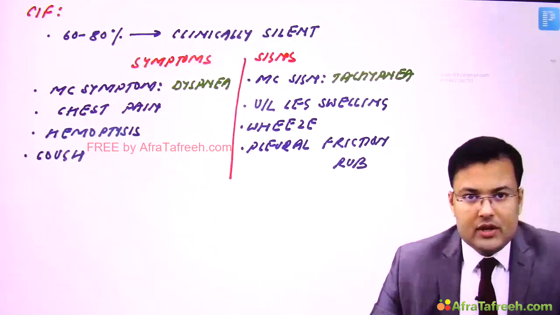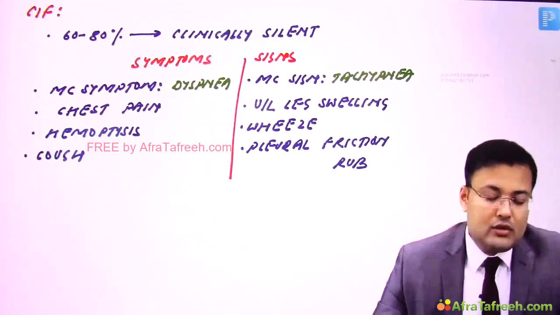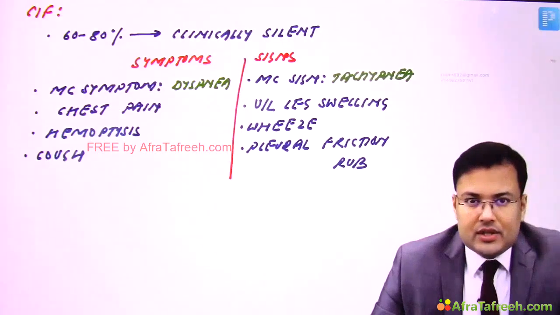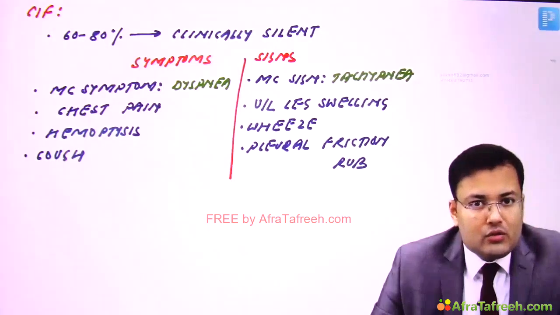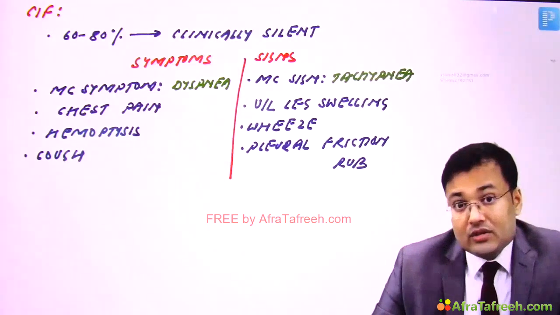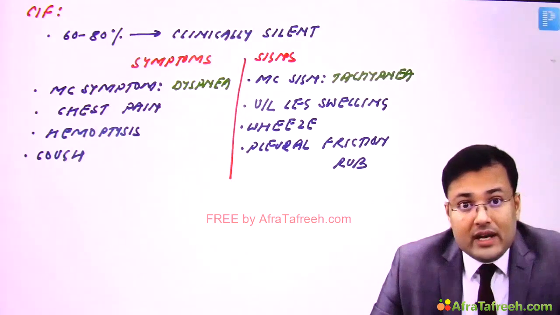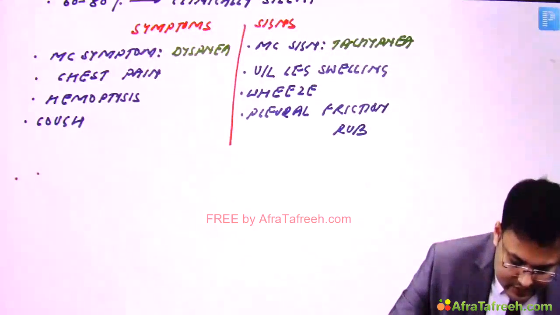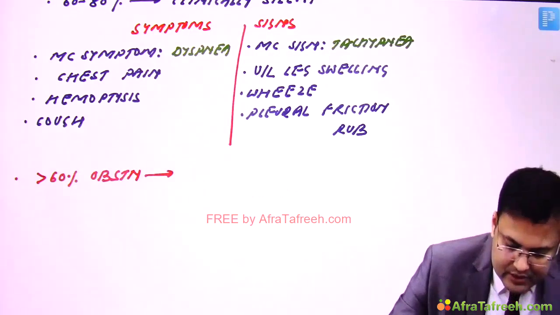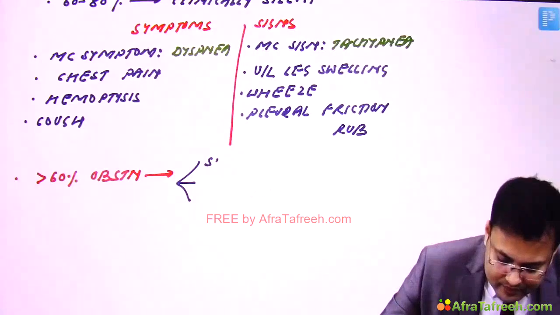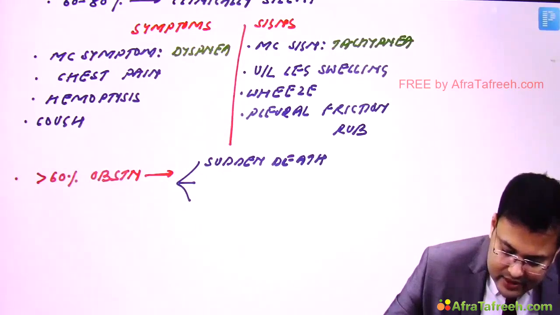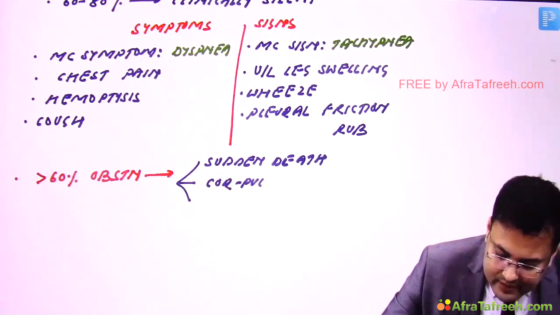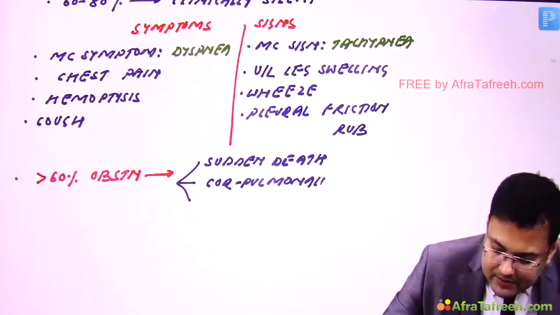Now imagine a situation in which more than 60% of pulmonary circulation is occluded. Whenever there is obstruction of more than 60% in pulmonary circulation, what will happen? It can lead to sudden death, it can lead to cor pulmonale, or there can be cardiovascular collapse.